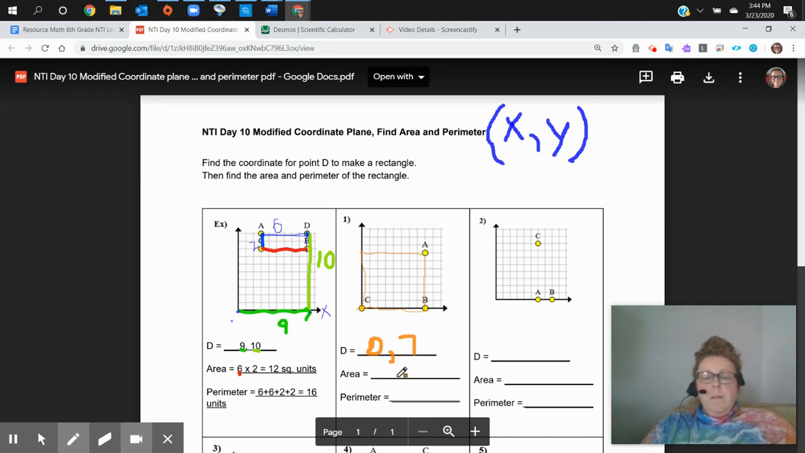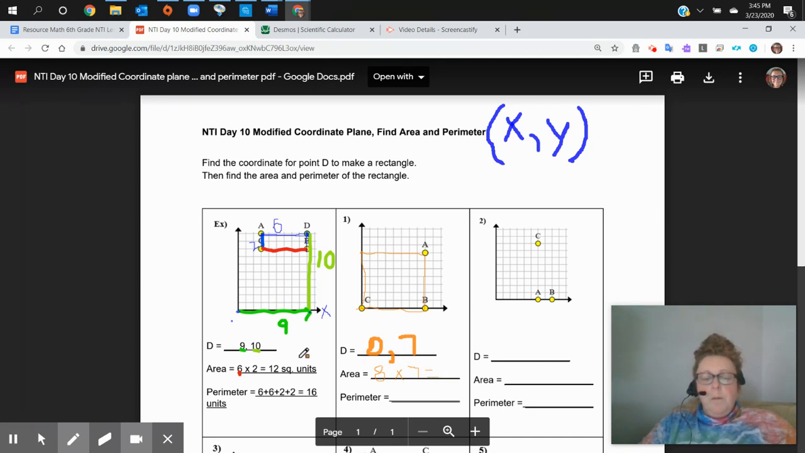Okay, so the area, we know the area is length times width. So I'm going to find the value of this line, and we'll just do that line. So 1, 2, 3, 4, 5, 6, 7, 8. Okay, so the length is 8. Then I'm going to count up to here. 1, 2, 3, 4, 5, 6, 7. 8 times 7. I'm going to go ahead and let you fill that in because you can do that with your calculator.